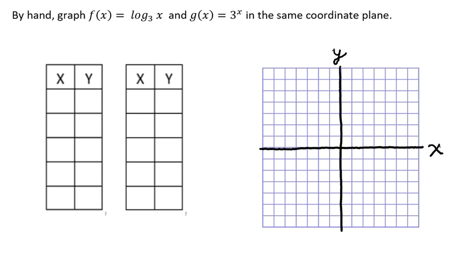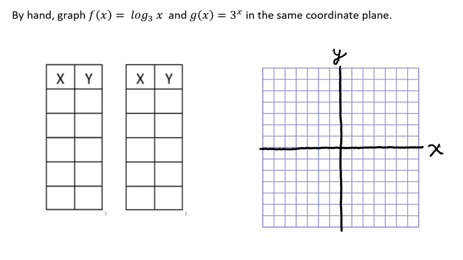In this video, we're going to be sketching a logarithmic and an exponential function with the same base in the coordinate plane by hand. As we take a look at this, it's not going to be as simple as just plugging it into our calculator, because when we have a log base 3, when it's not a common log, we can't just plug that into the calculator to get our table.